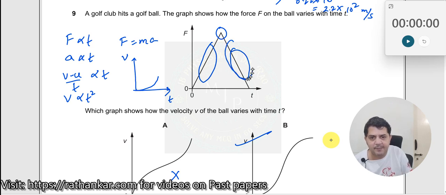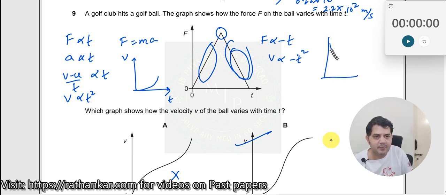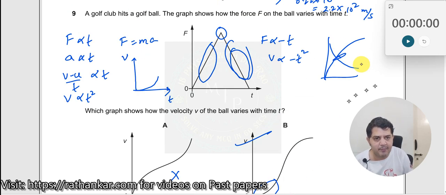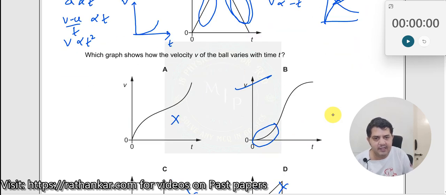Still, if you want to look into it in detail, look at this part of the graph. Here, what's happening? F is proportional to minus t. Put a minus t, which means v is proportional to minus t squared. What kind of graph should you get? Sorry, not decreasing, it should be increasing like this. It should be increasing like this. So this part I have already described. This part, v proportional to minus t squared, is described here. It's already here.